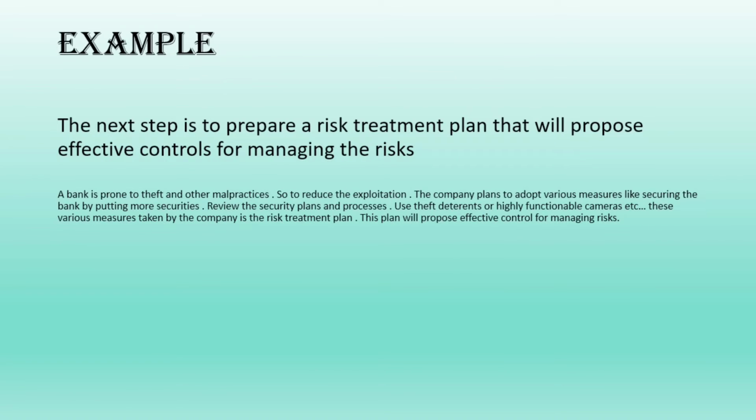Example: the next step is to prepare a risk treatment that will propose effective controls for managing risk. A bank is prone to theft and other malpractices. So, to reduce exploitation, the company plans to adopt various measures like securing the bank by putting more security, reviewing the security plans and processes, and using theft deterrents or highly functional cameras, etc. These various measures taken by the company are the risk treatment plan. This plan will propose effective control for managing risk.